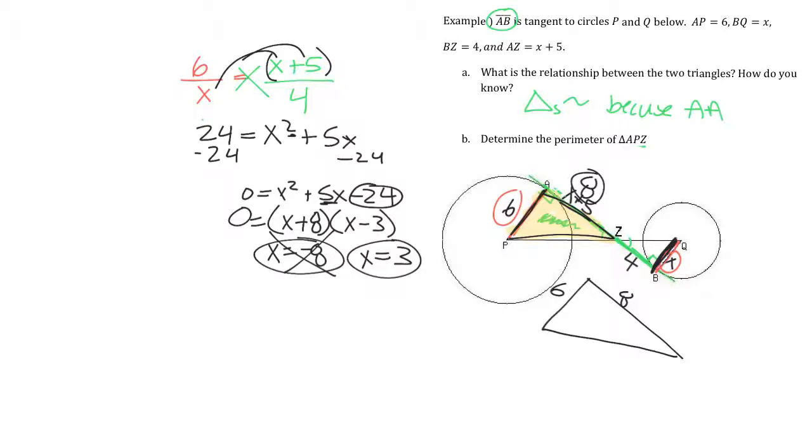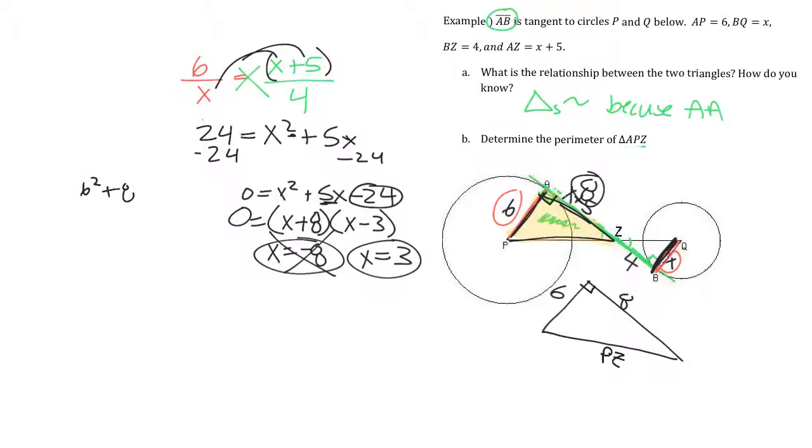It's actually not x. I shouldn't do that. Let's just call it PZ. So I want to find PZ. I know that this is a right triangle. So to find a missing side, I could use Pythagorean theorem. So I'm trying to find this side, PZ. So 6 squared plus 8 squared equals PZ squared. 6 squared is 36, 8 squared is 64. 64 plus 36 is 100.